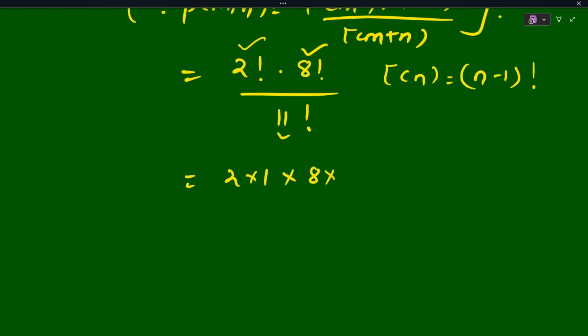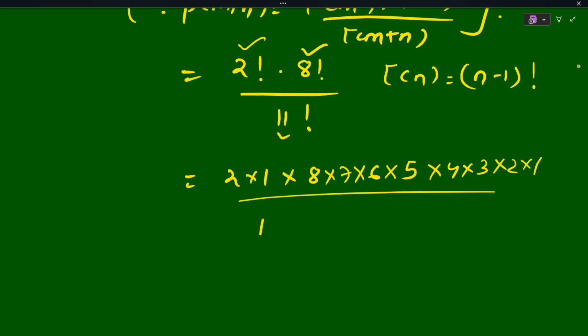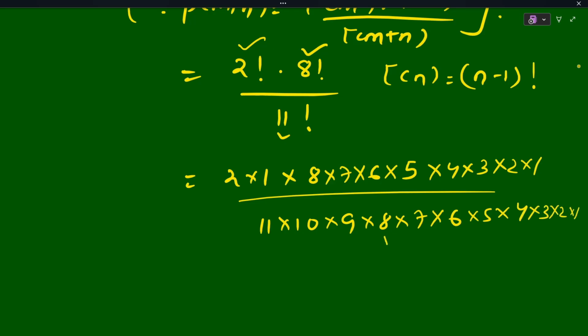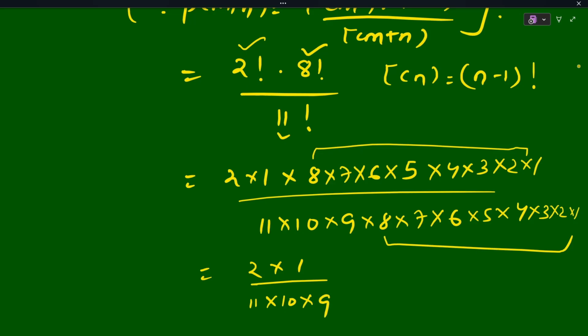Okay, it is 8 7 6 5 4 3 2 1 upon 11 10 9 8 7 6 5. Now see here, up to this much the terms are common, so both these terms will cancel out. Only this 2 into 1 by 11 into 10 into 9 will be left. So from here I can write this as 1 by 11 into 45. So whatever is the answer, you have to write.